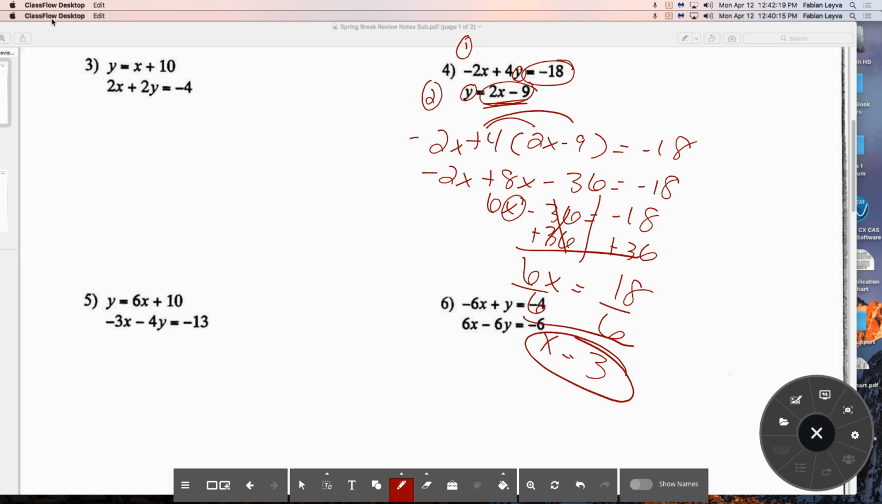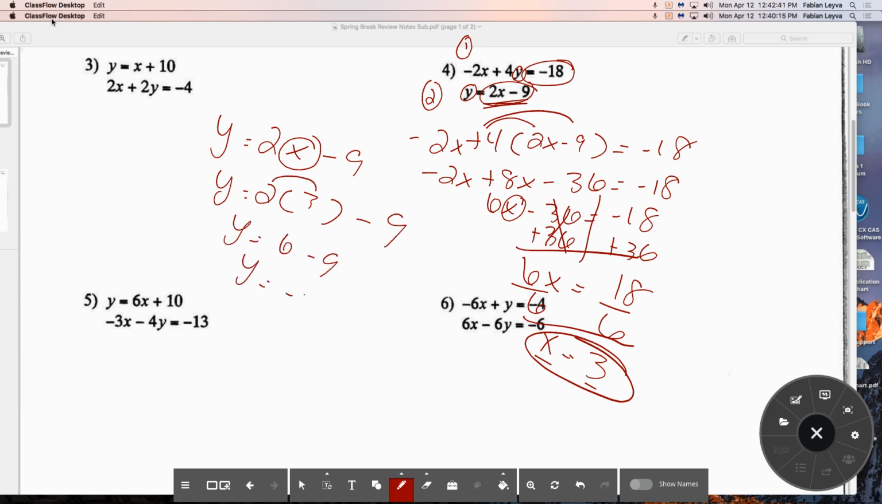Okay. Now, again, you still have to find the y. Which one looks easier to deal with, the first or second equation? Second, which is y is equal to 2x minus 9. Again, you know what x is. X is a positive 3, so let's go ahead and substitute. Y equals 2 times 3 minus 9. 2 times 3 is a positive 6. Then finally, minus 9 is a negative 3.